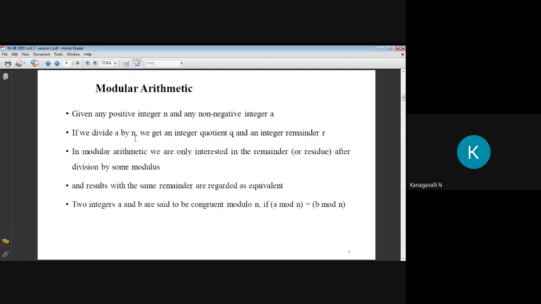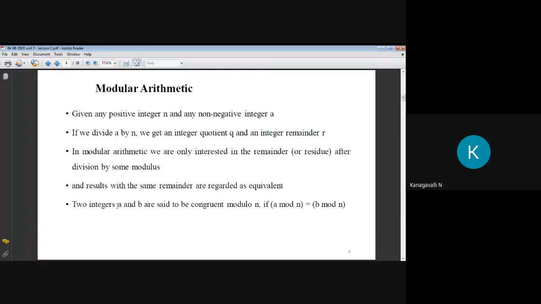In modular arithmetic, we are only interested in the remainder part, sometimes called the residue, after the division by some modulus. These are some hints for modular arithmetic. Integers with the same remainder are regarded as equivalent. For example, two integers a and b are said to be congruent. See the new term, congruent. You already studied it in algebra and number theory.